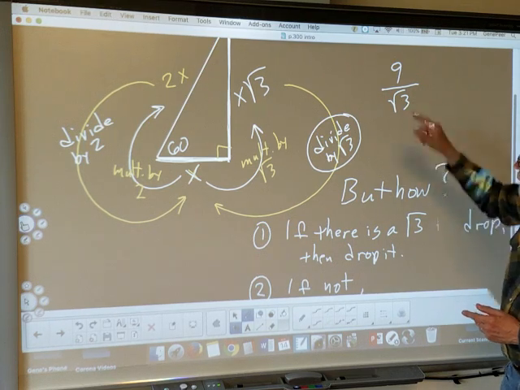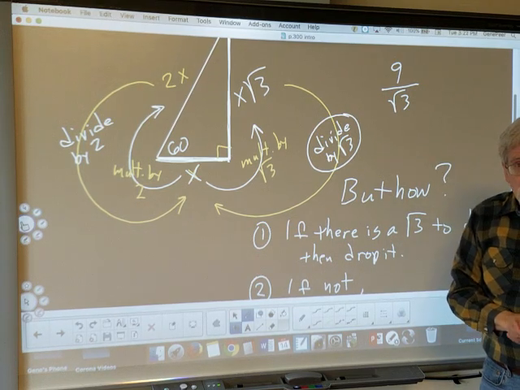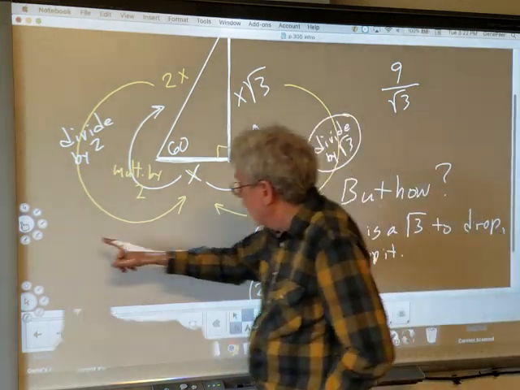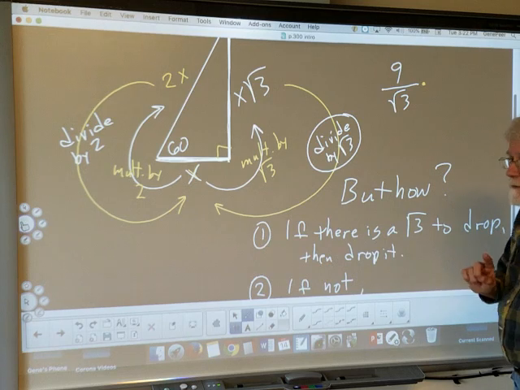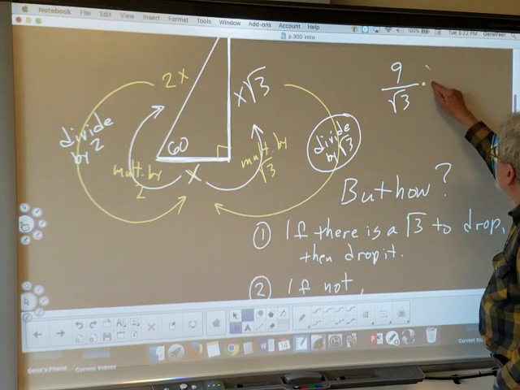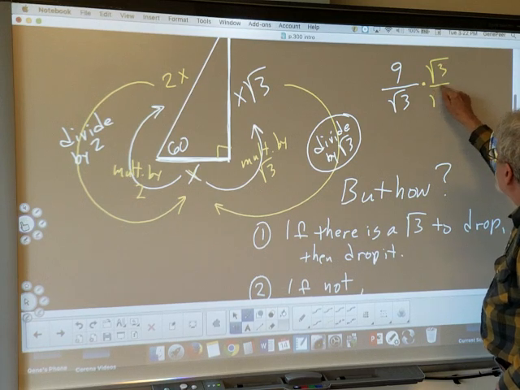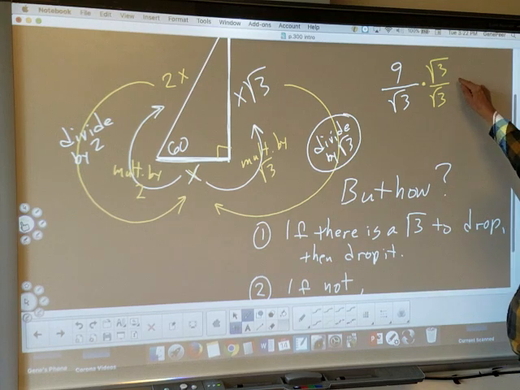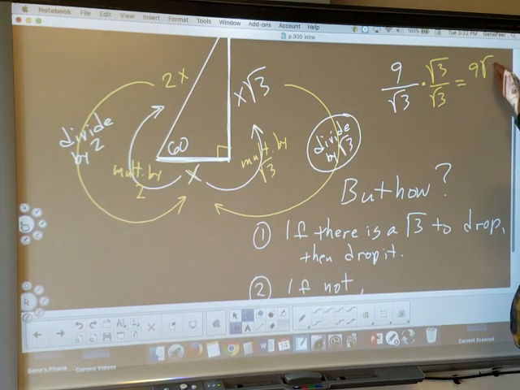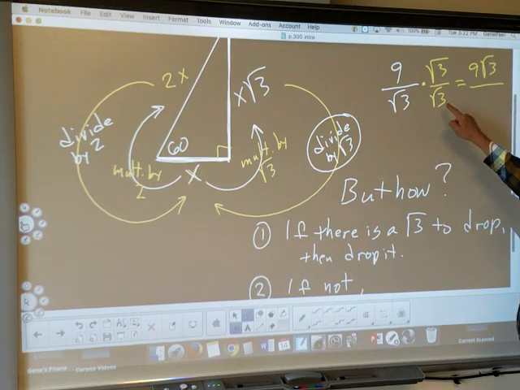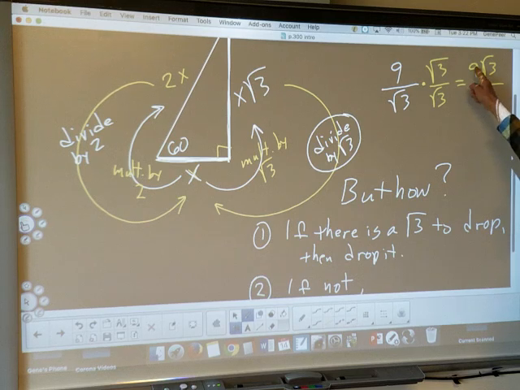You have to get that radical out of the denominator. How? Well, we've seen this before. We're going to multiply by a very cleverly chosen name of 1. We're going to multiply by square root of 3 over square root of 3. Pretty cool, huh? Because that's going to give us 9 square root of 3 over, what's square root of 3 times square root of 3? 3. Then 9 over 3, we need to reduce that. That gives us 3 square root of 3.